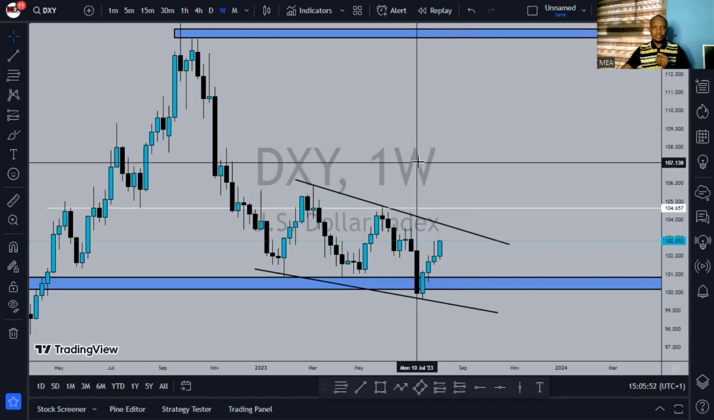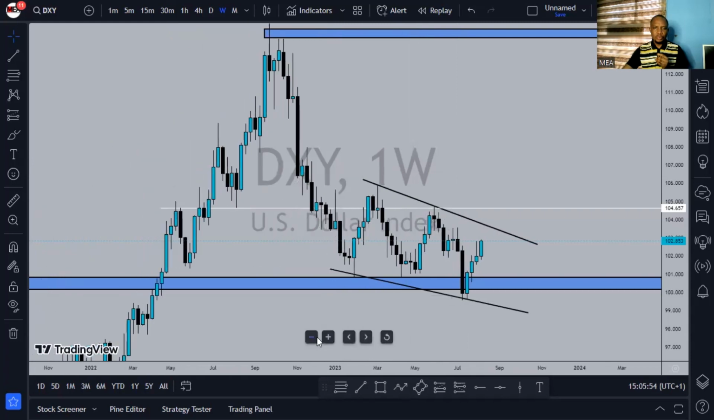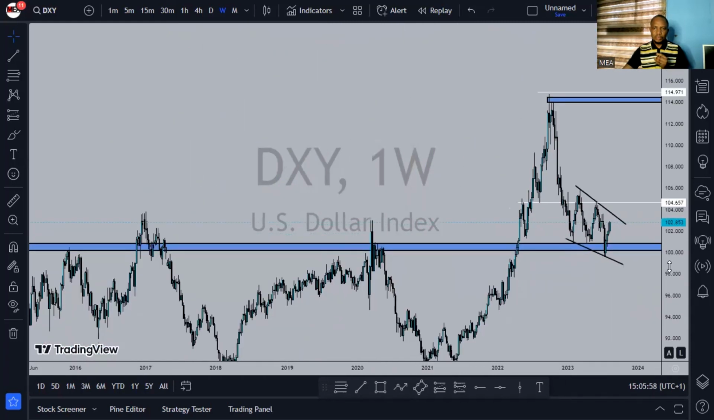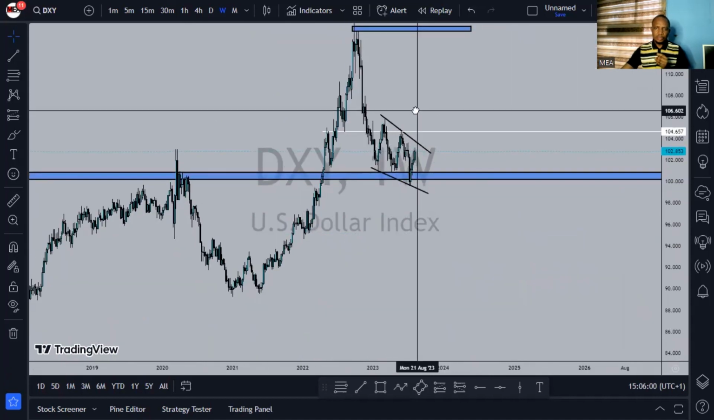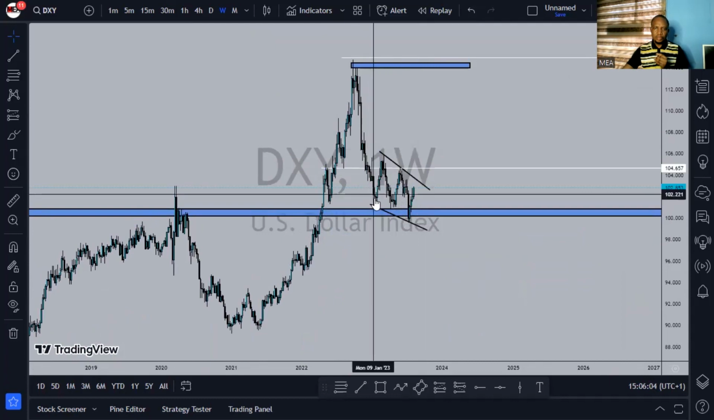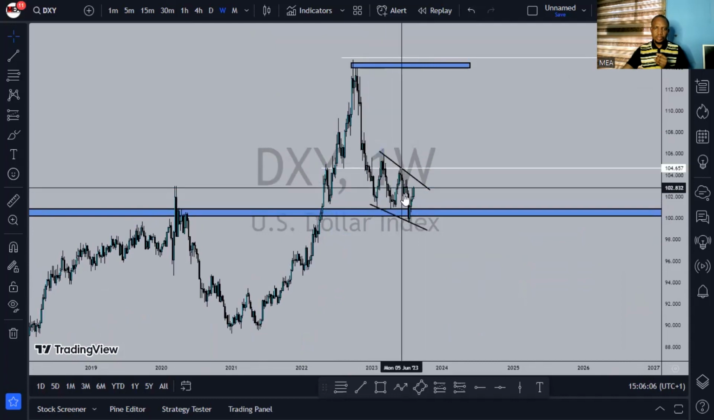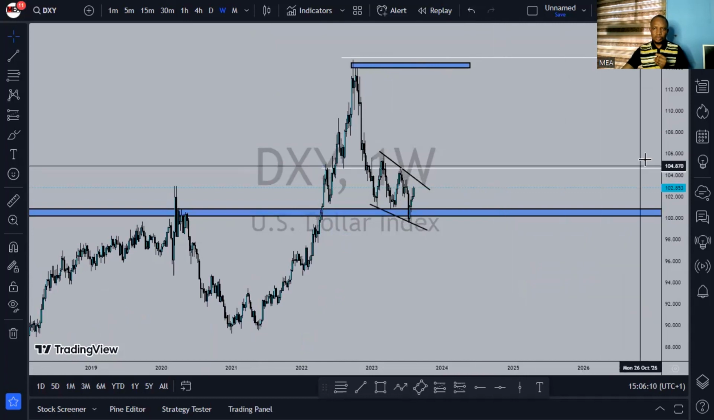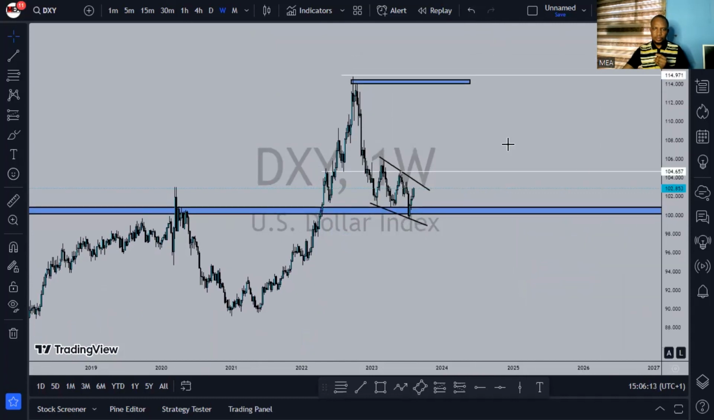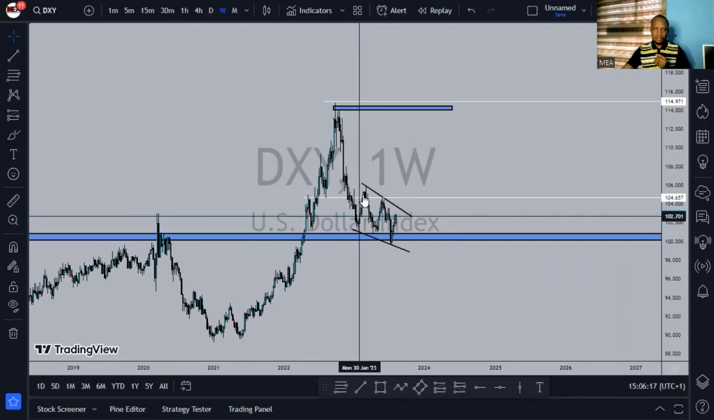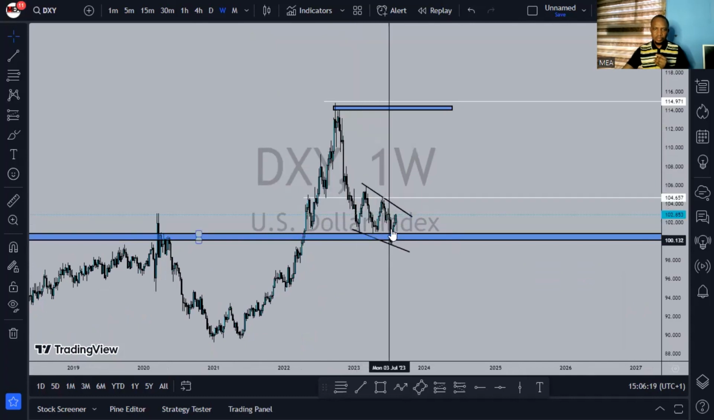So based on what we are seeing on our chart on the weekly, this pattern, a reversal pattern. So we'll see something like this.